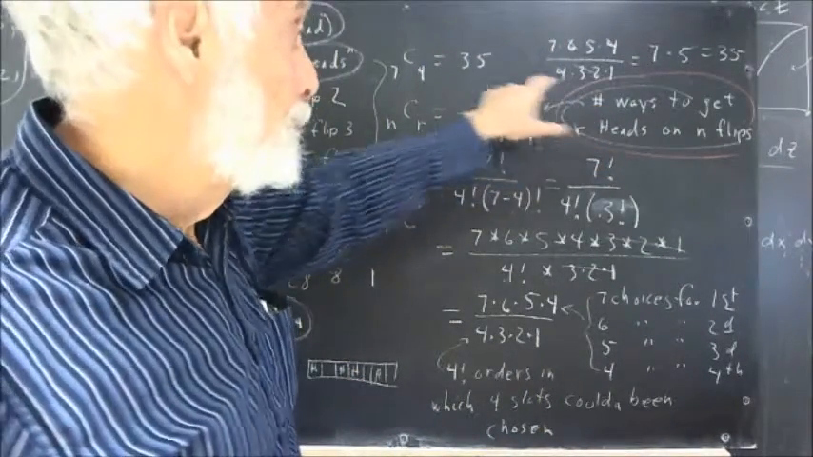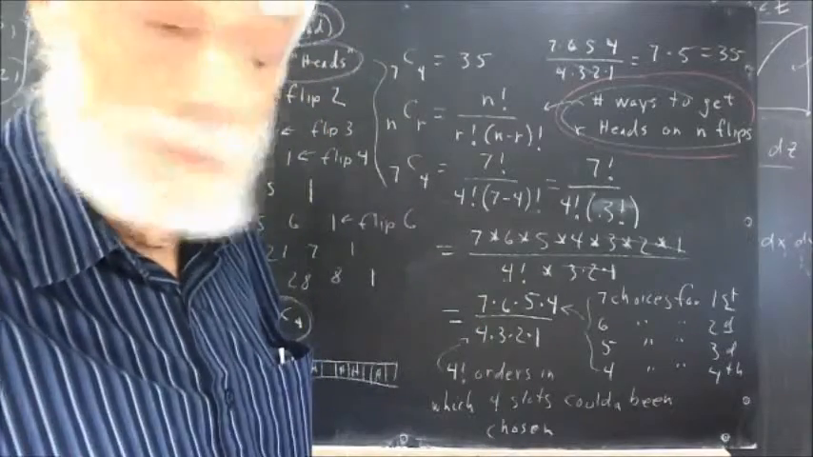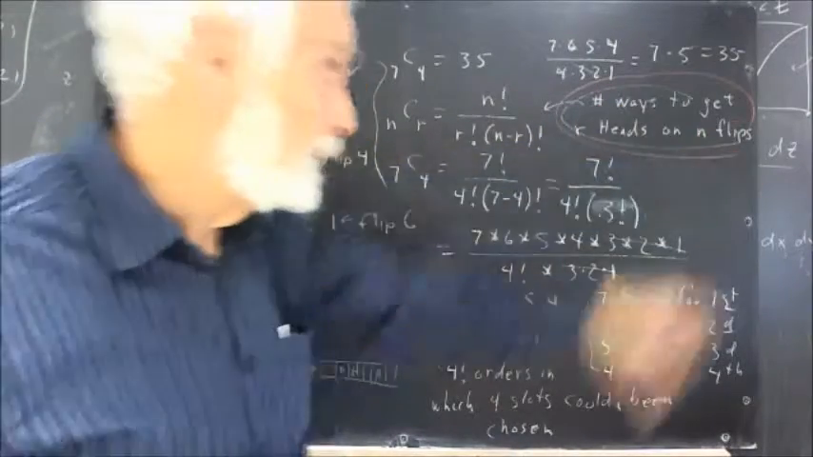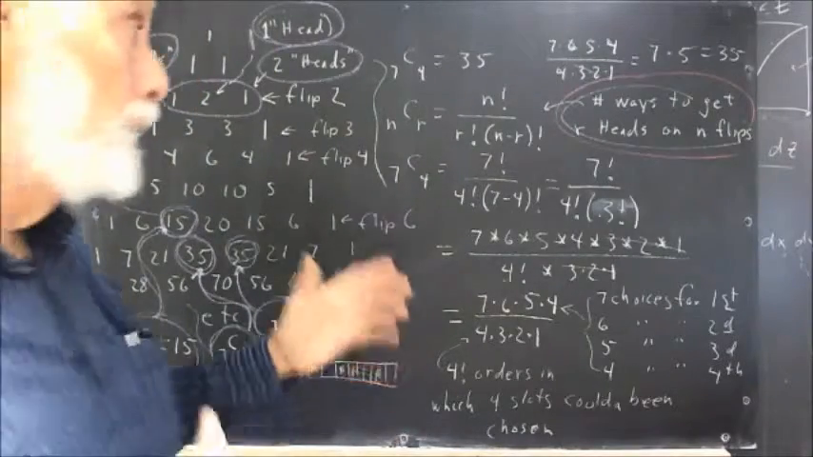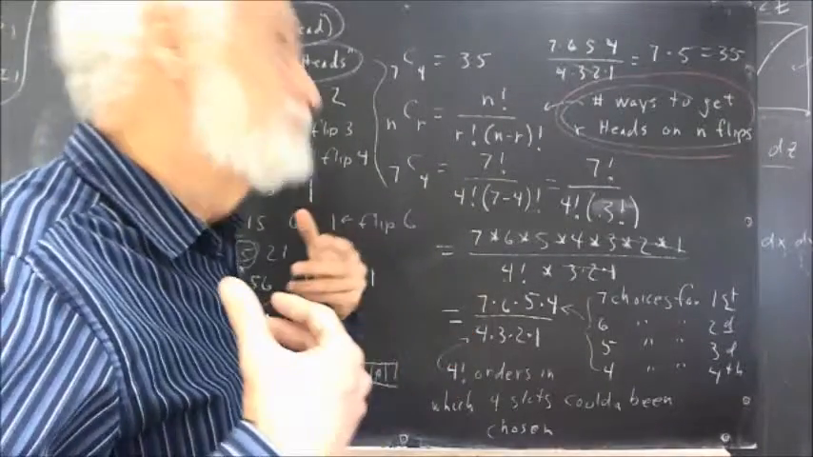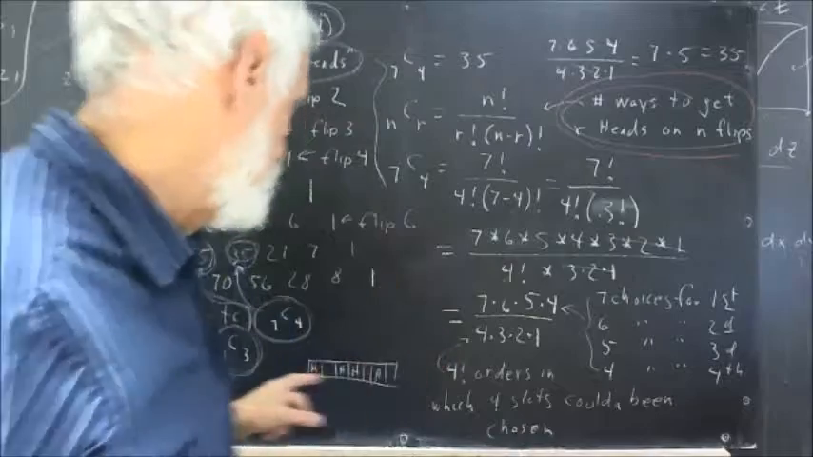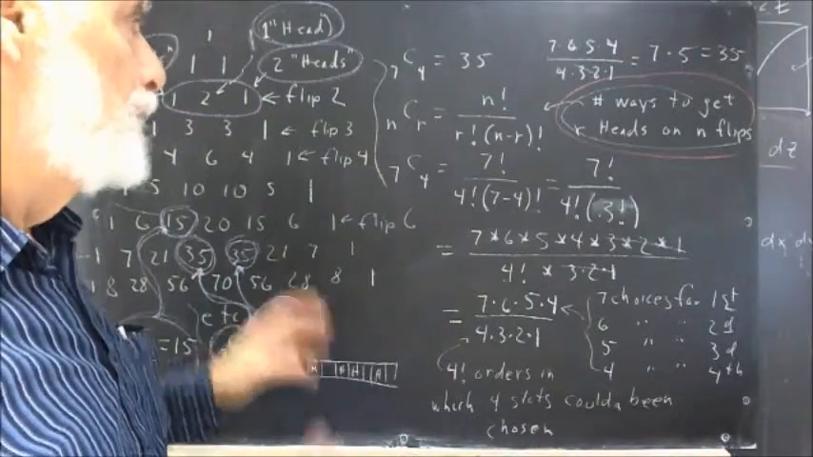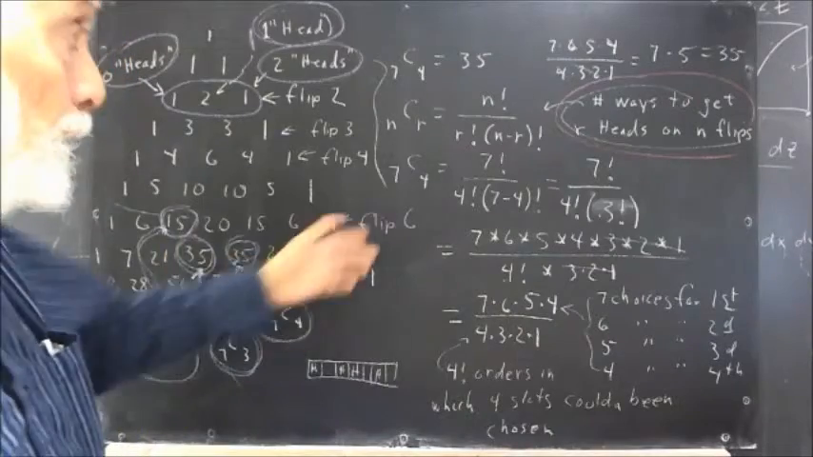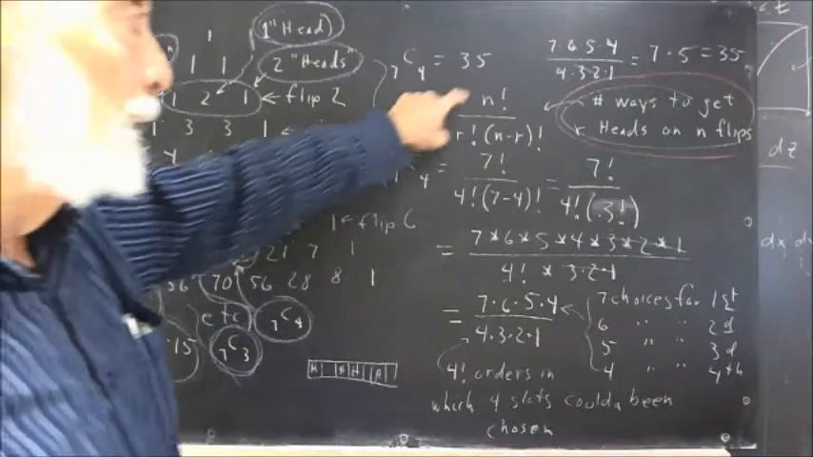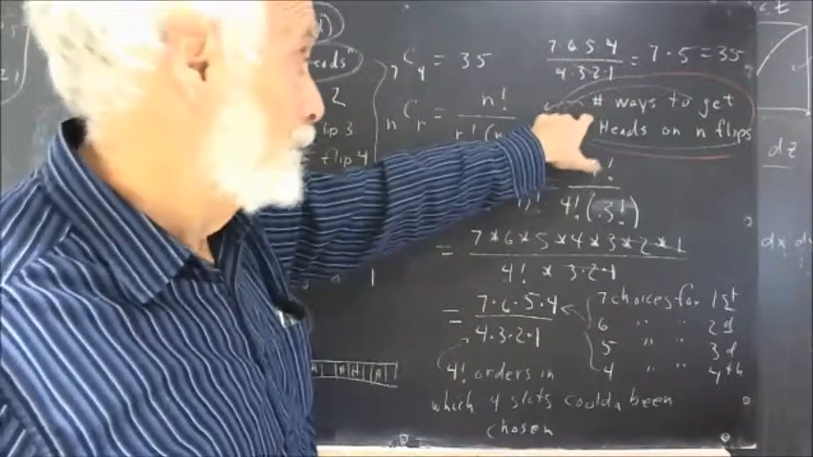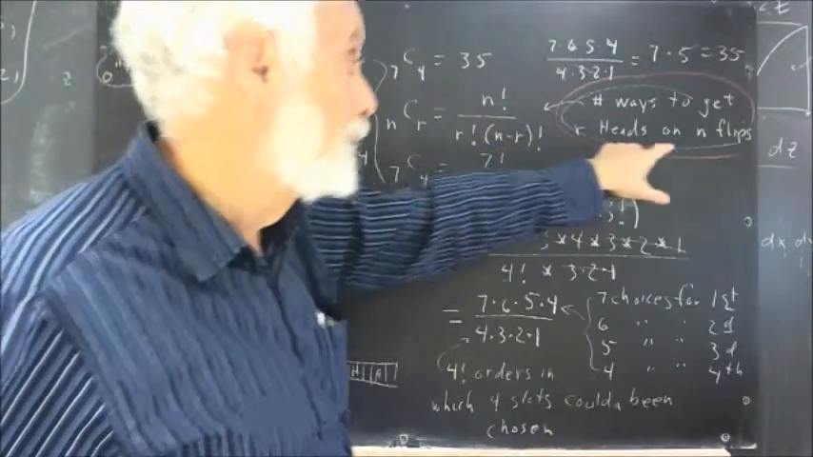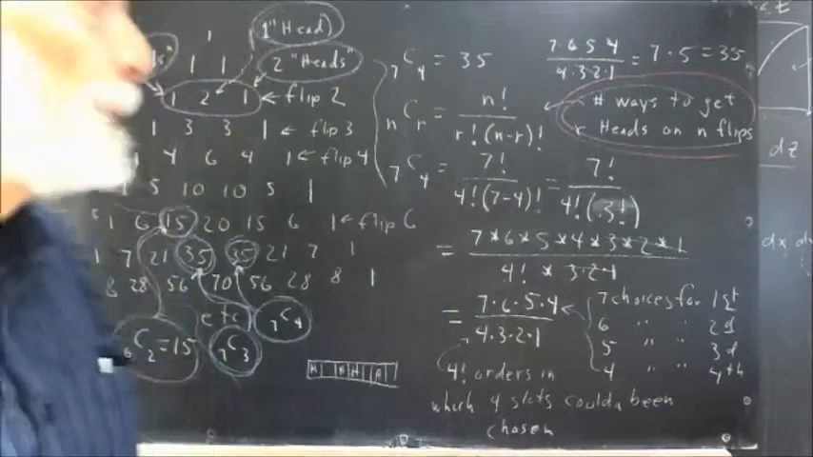Again, this is the number of ways to get r heads on n flips, and to get so many heads on so many flips, the slot that's filled by each head could be chosen in any order. So this is the meaning of the combination as it applies to the question of getting so many heads on so many flips.